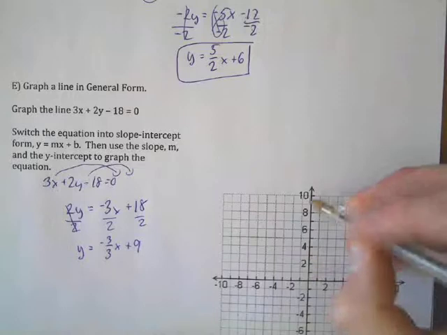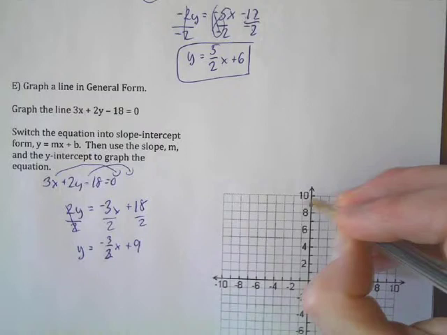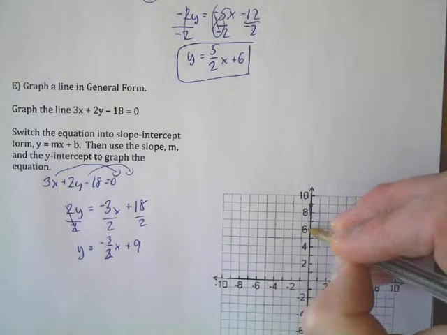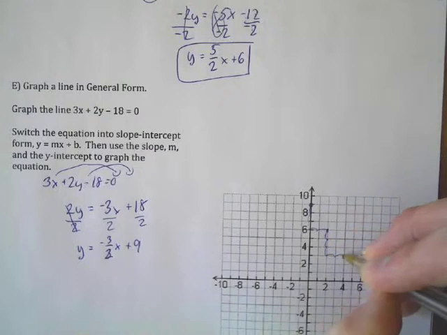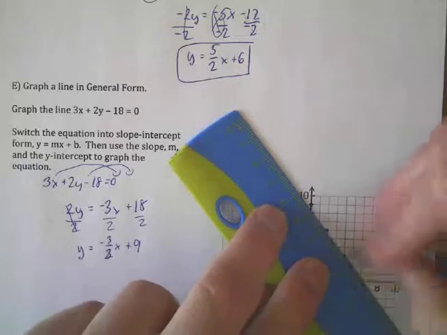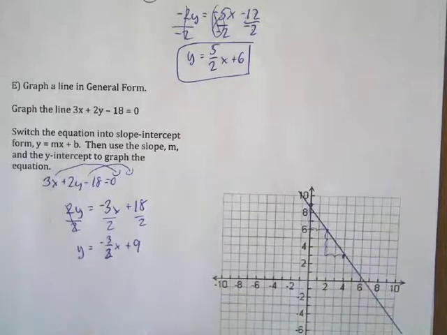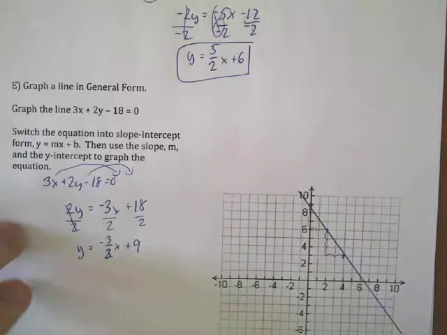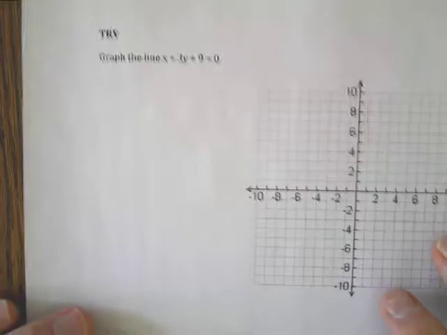So I'll look for 9. 9 is right here. I got negative 3 over 2, so I'll come down 3, 1, 2, 3, over 2, 1, 2. Down 3, 1, 2, 3, over 2, 1, 2. And there's my dots, and all I have to do is draw them together, and there's my line, all from using y equals mx plus b. Okay, I want you to stop the tape now, and I want you to try the next question, and once it's done, check with my answer and make sure you have the right idea how it goes on.